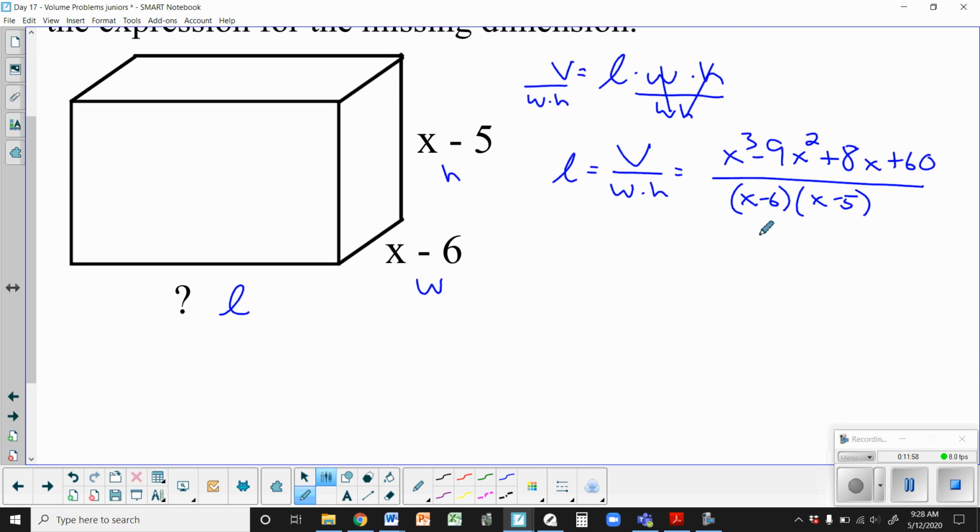So multiply this together, so that would be x squared minus 6x minus 5x, so that would be minus 11x. Negative 6 times negative 5 is positive 30. So that would be the quadratic in the denominator. Top part doesn't change. So this will still be equal to our length. So we could do long division. This would be our long division method.